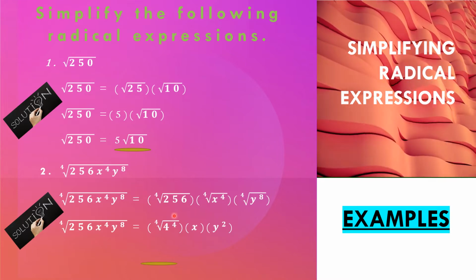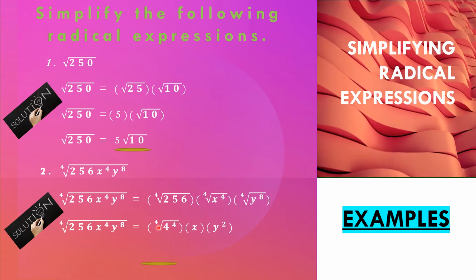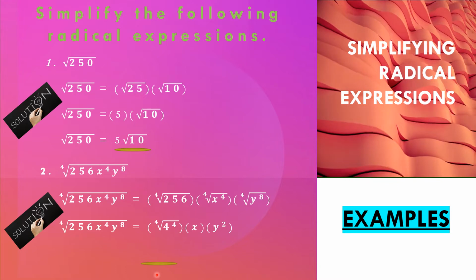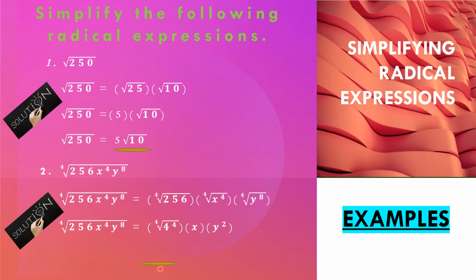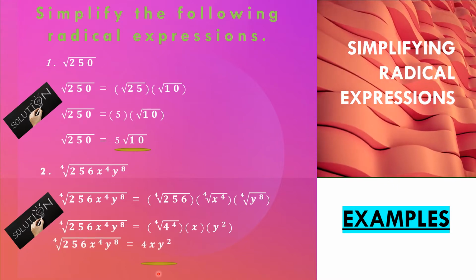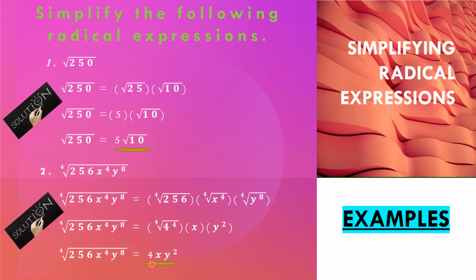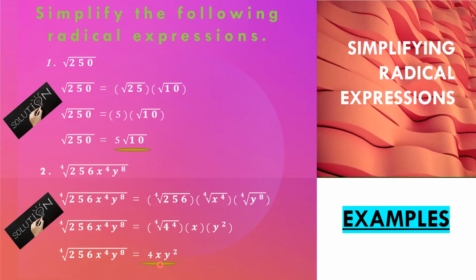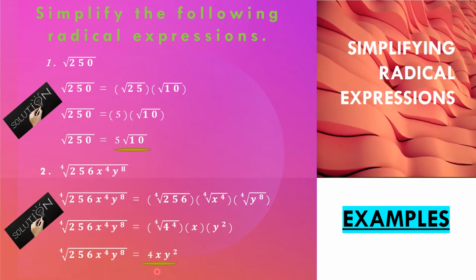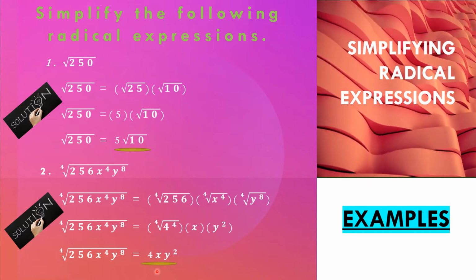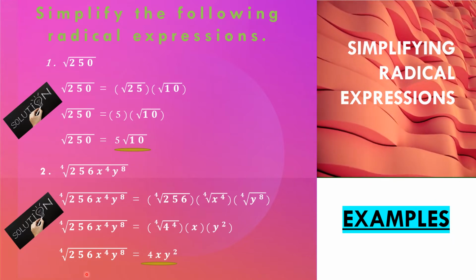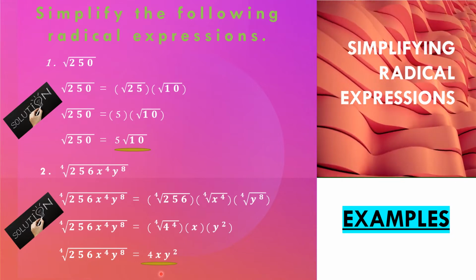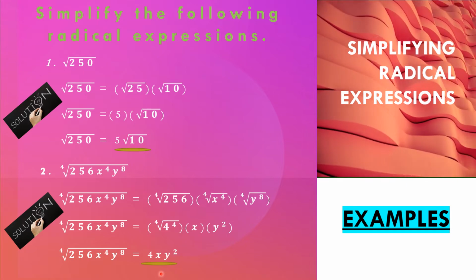And then, ito po, diba? 4 na yan, yung index, and then 4 din po itong kanyang power. So, ang kukunin lang natin is 4. And then, i-multiply lang po natin yan. So, our final answer, ang 4th root po ni 256 ay 4. And then, ito po yung x natin kanina. And then, yung y squared. I-multiply po natin yan. So, our final answer is 4x y squared. The simplified form of 4th root of 256x raised to 4y raised to 8 is equal to 4xy squared.